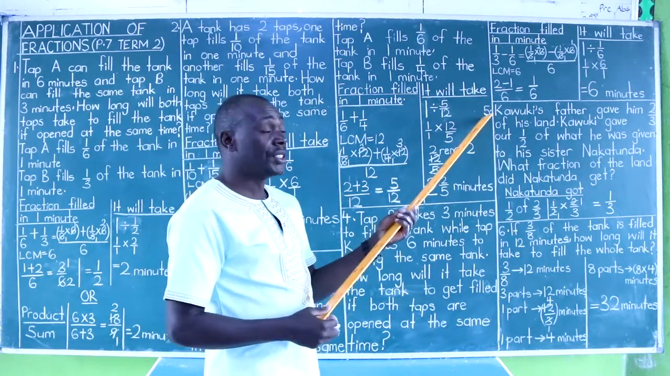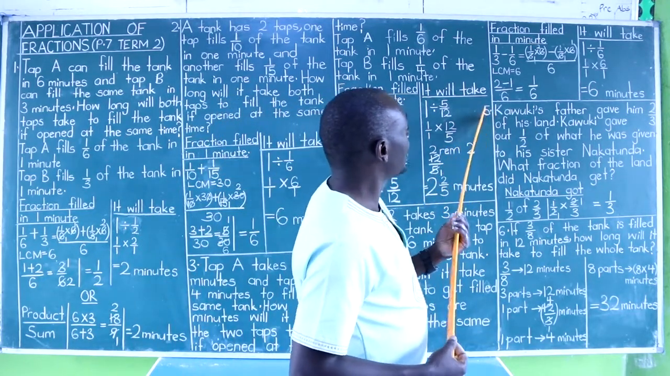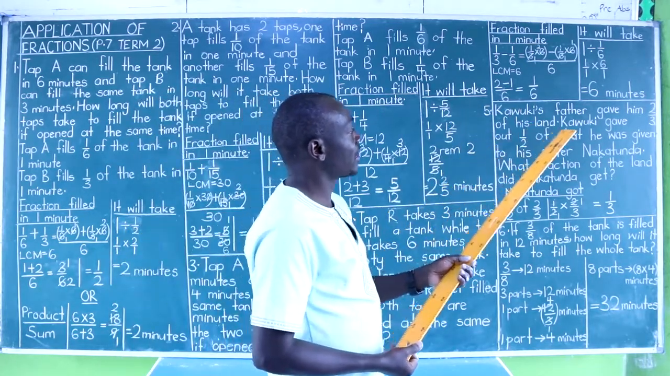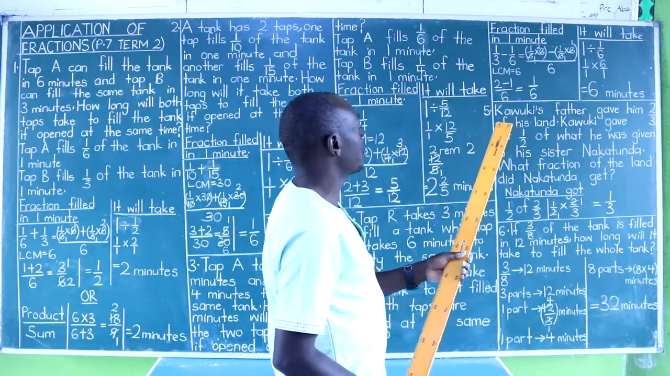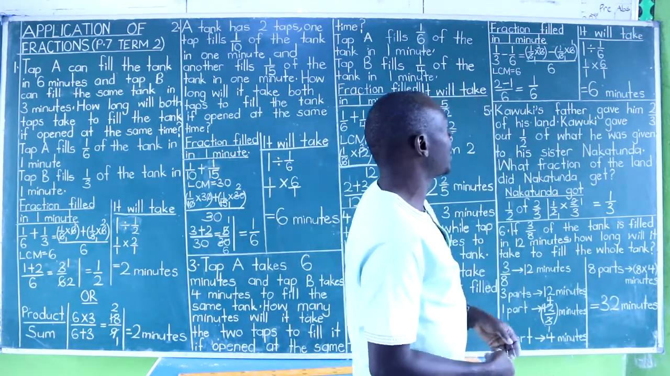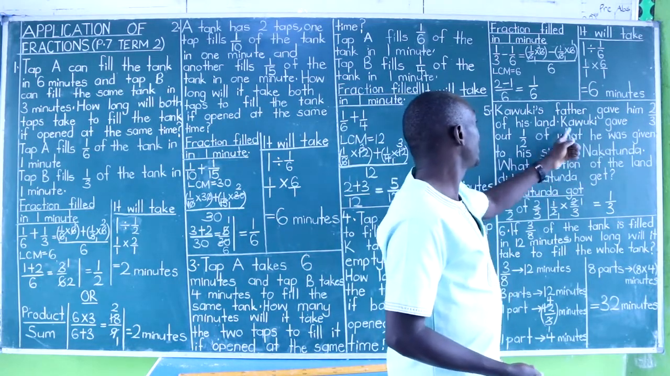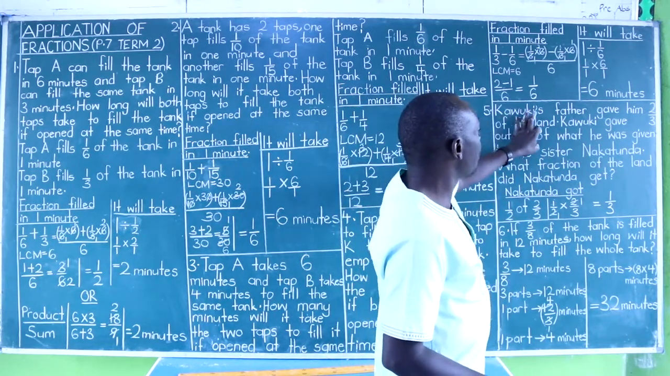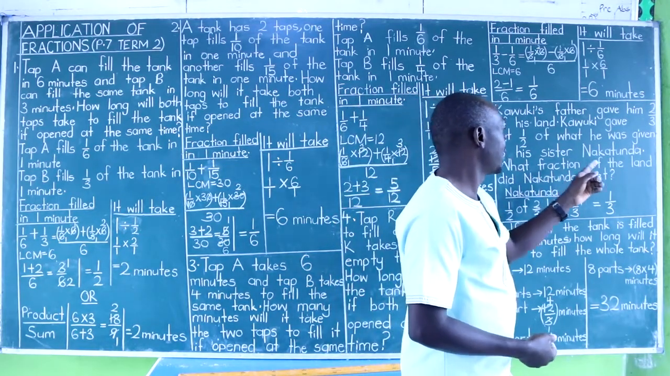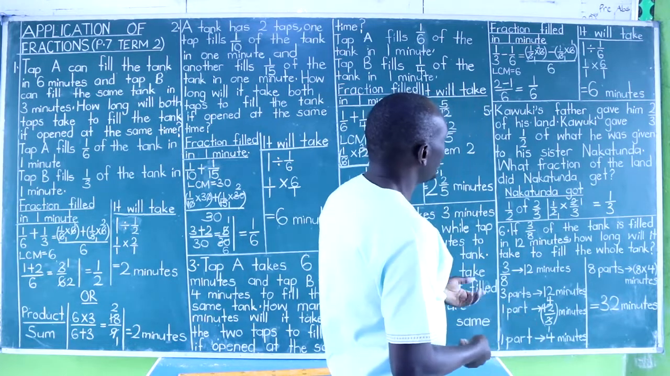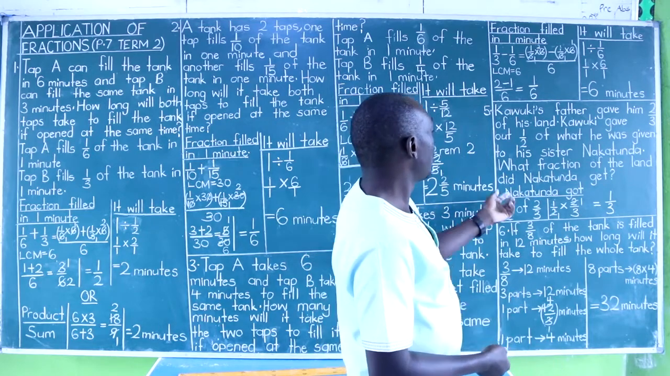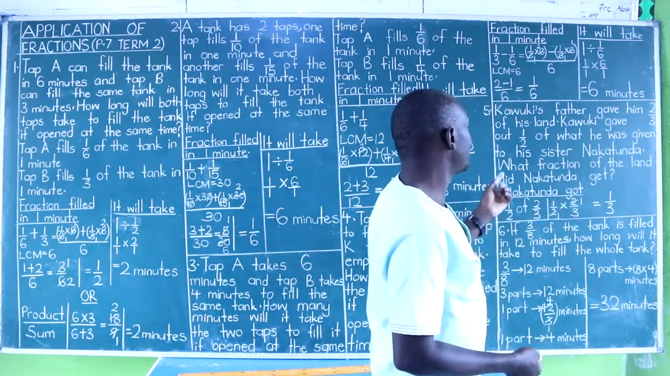So then we go to the 5th example today, and it reads, Kauchi's father gave him 2/3 of his land. Kauchi gave out a half of what he was given by his father to his sister Nakatunda. Now the question is, what fraction of the land did Nakatunda get?